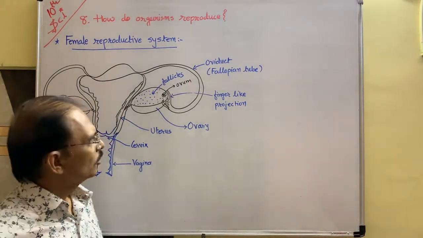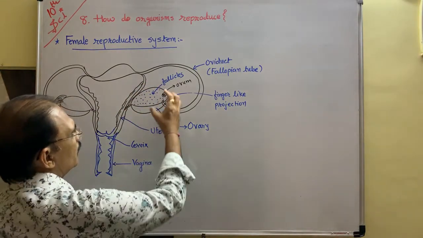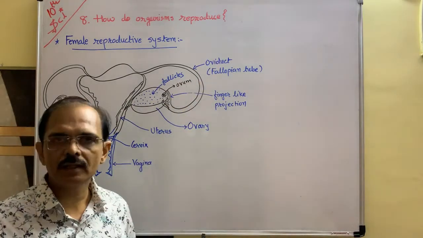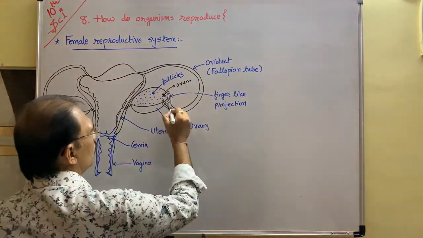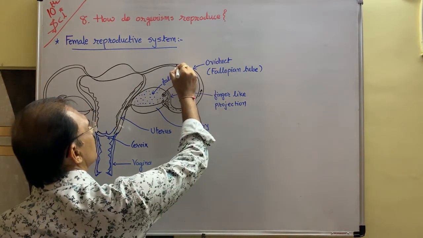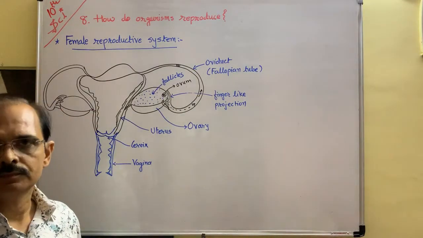Okay? So when the ovum forms, because of this finger-like projection, the ovum is grabbed into this fallopian tube, which is also known as the oviduct. Now this ovum moves in this direction and comes here and waits for the sperm.